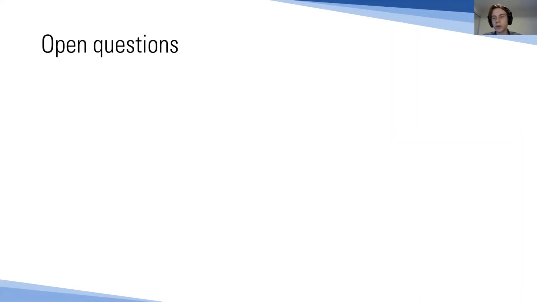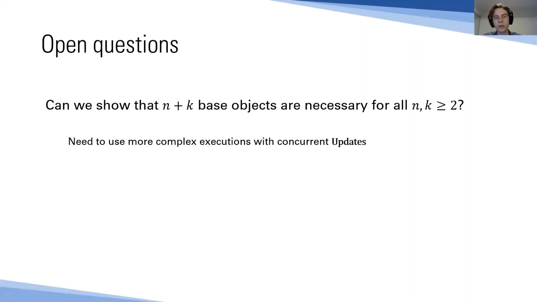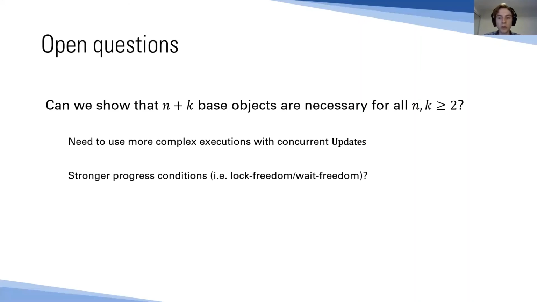So there are two major questions that arise from this project. First, can we prove our lower bound or something close to it for larger values of n? Since our lower bound technique applies to single updater implementations, we can't do any better than 2 to the k base objects, which is our single updater upper bound, unless we adjust our approach. So we would need to consider more complex executions that have concurrent update operations as well. It's also possible that we could use a stronger progress condition like lock freedom or wait freedom to improve our lower bound.